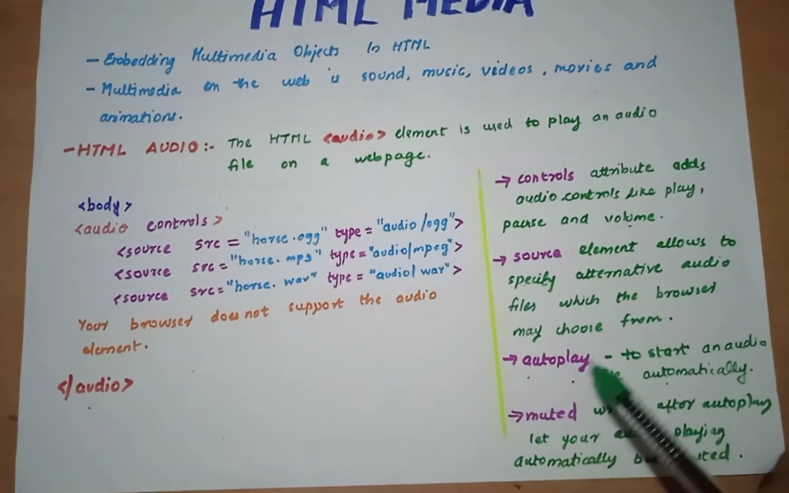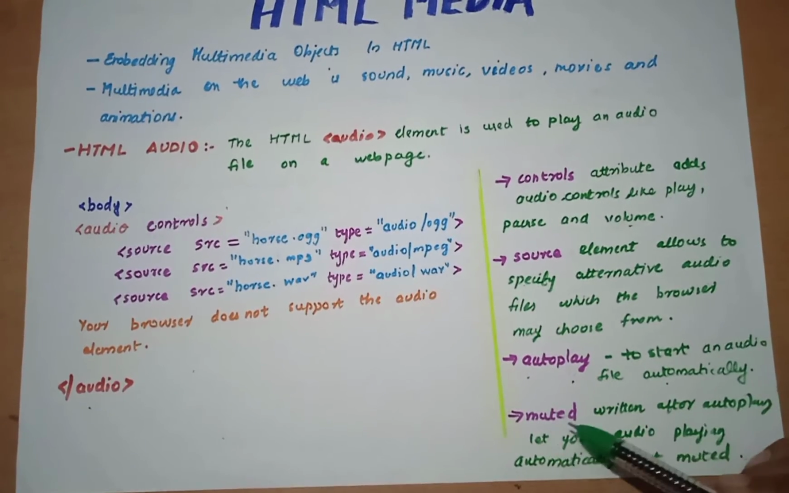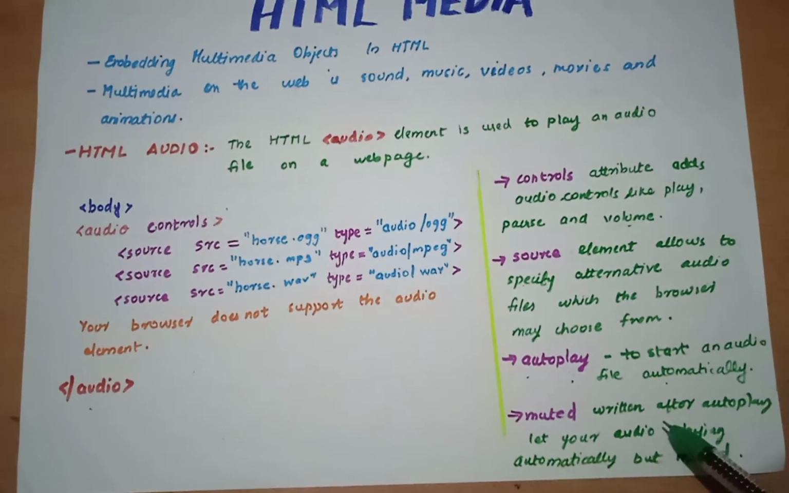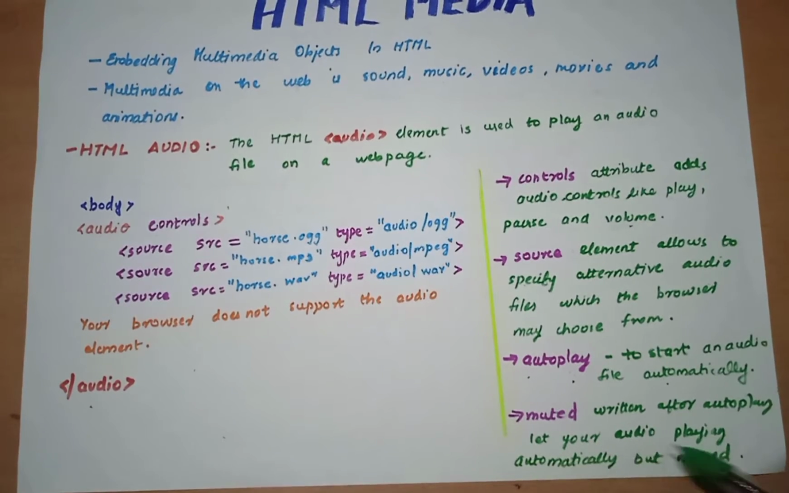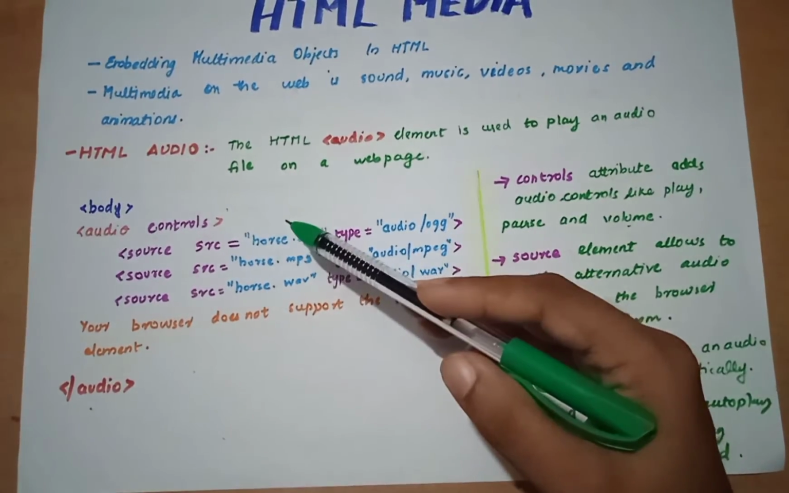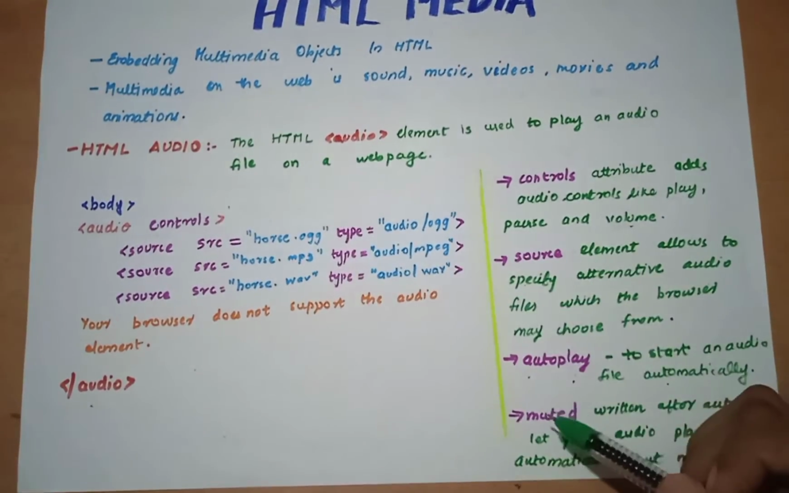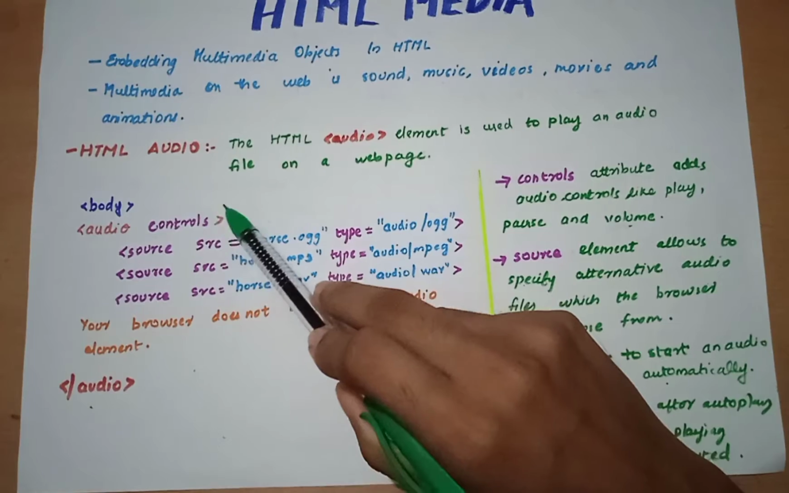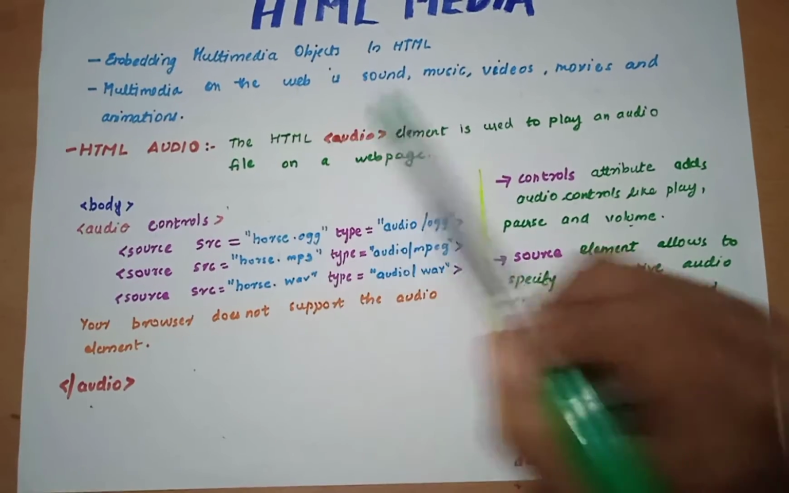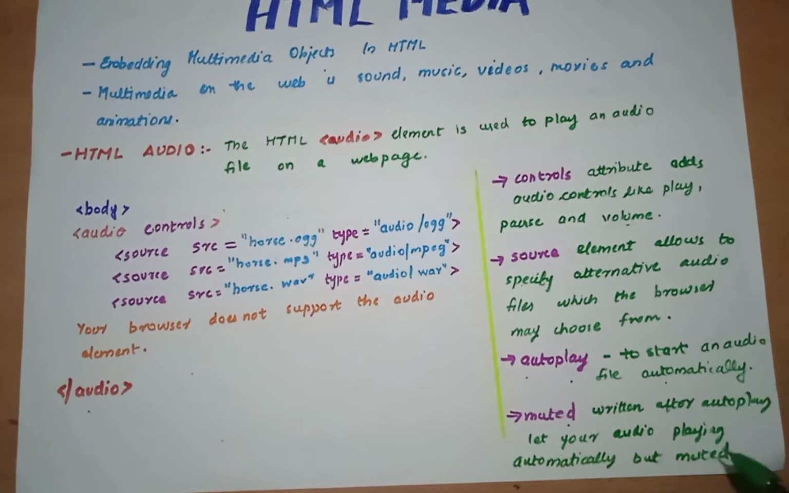Thus we can autoplay or automatically start the audio. Then how to mute? Muted is another attribute written after the autoplay. It lets your audio play automatically but muted. So along with this autoplay, we can also mute it. Whenever you have such a purpose, just do as we already did with controls, then autoplay to automatically play it, and along with this you can also use muted. Then it will together function as an automatically playing but muted audio.